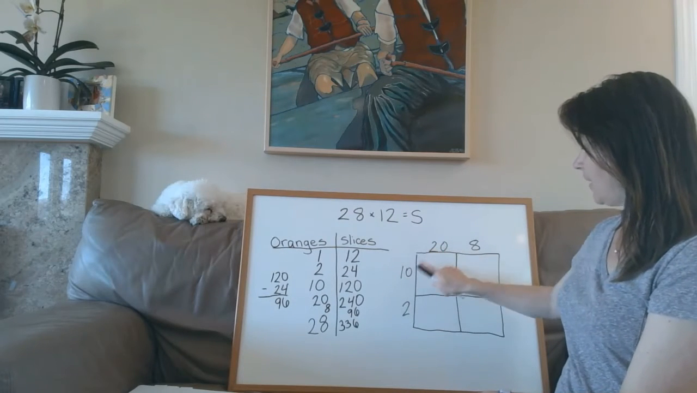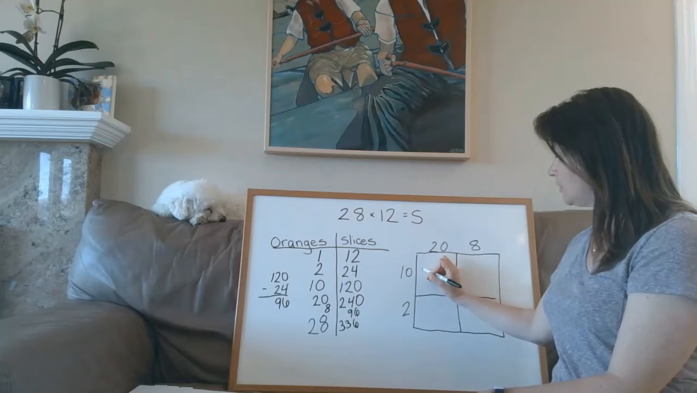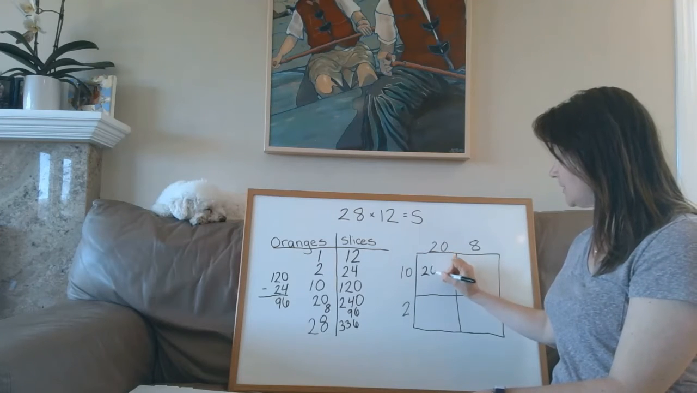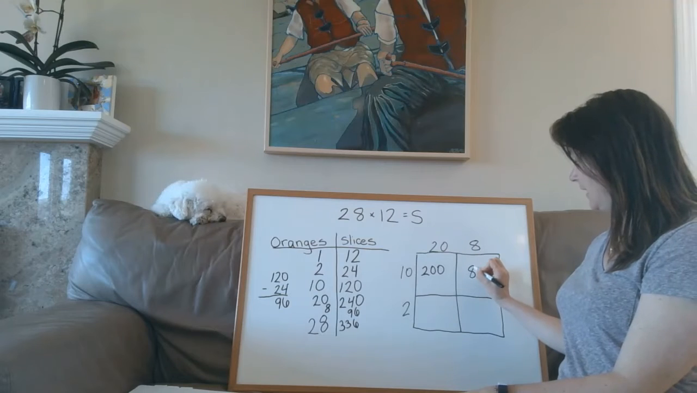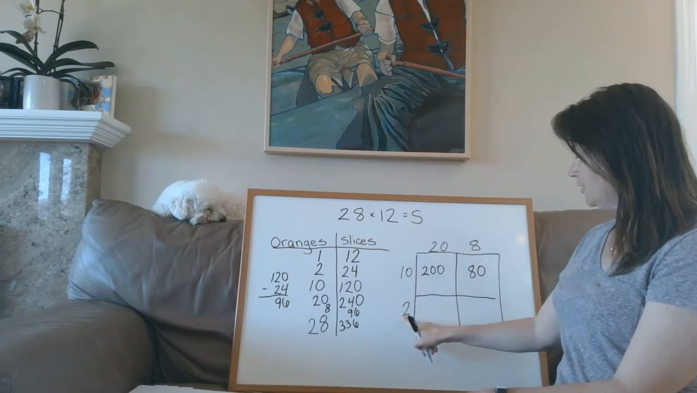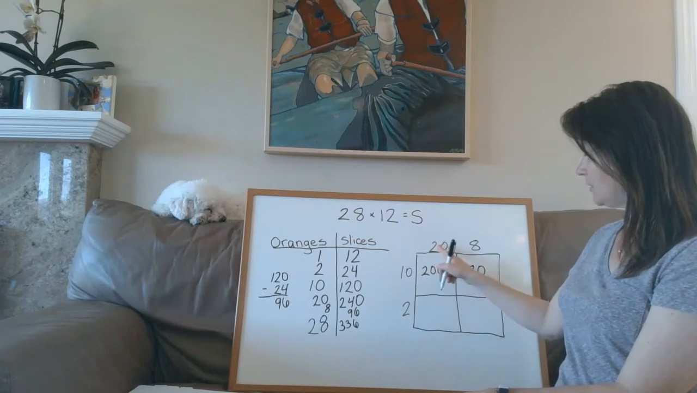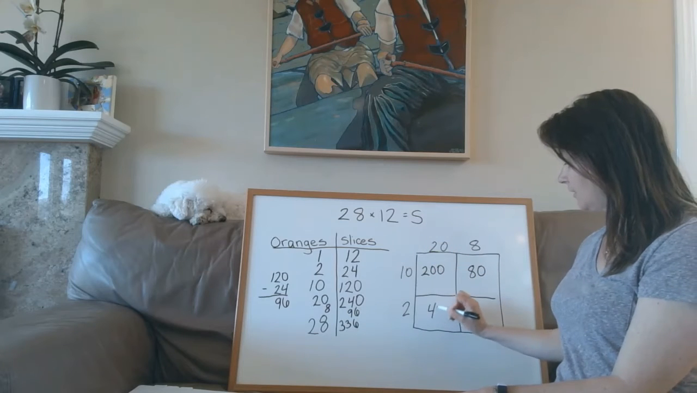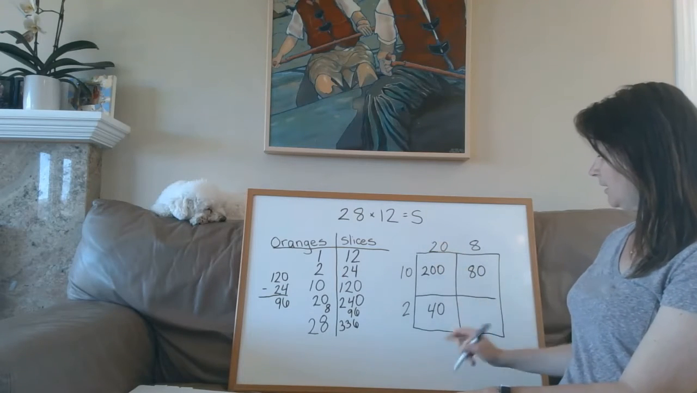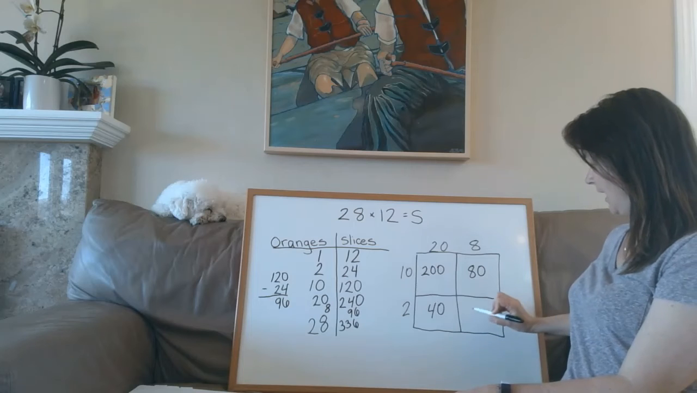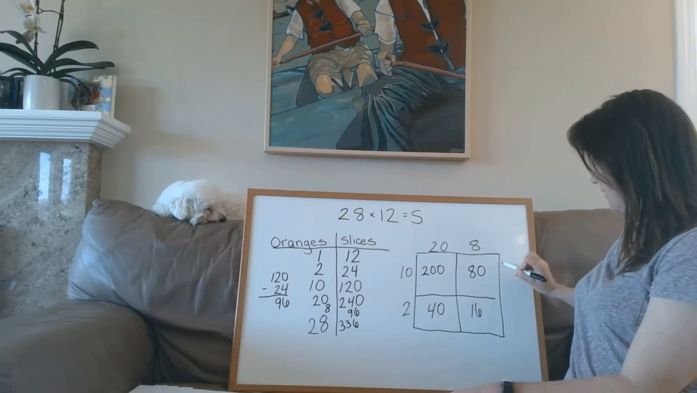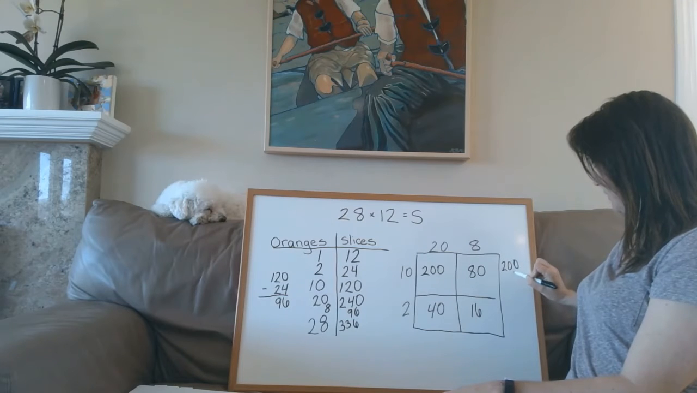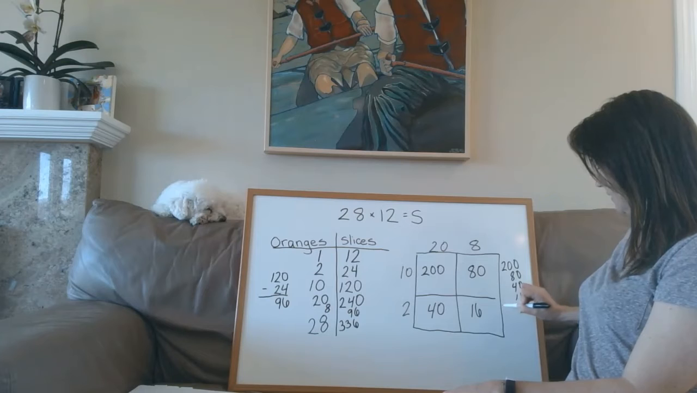10 times 20, if I say 1 times 2 is 2, and then I attach those two zeros, is 200. 10 times 8 is 80. 2 times 20, 2 times 2 is 4, attach the 0, or just doubling, is 40. 2 times 8, we double 8 and get 16. And then we add these numbers all together: 200, 80, 40, and 16.